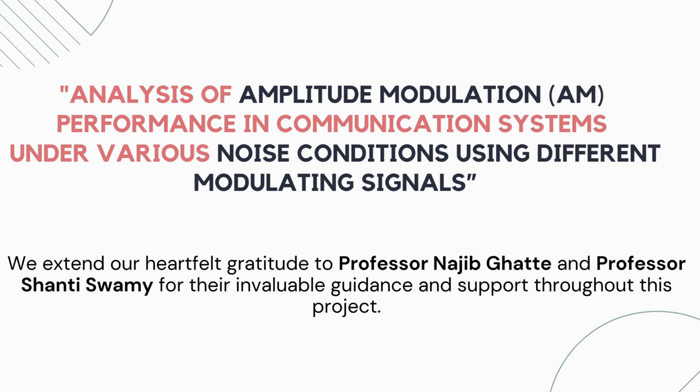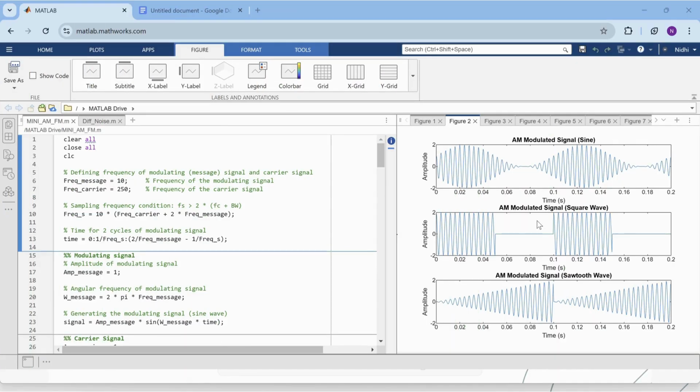and findings. We explored the behavior of amplitude modulation using sine, square, and sawtooth wave as modulating signals and analyzed their performance under different noise conditions at various signal to noise ratios, that is SNRs. So let's start by discussing the first part of our project where we focused on modulation and demodulation.